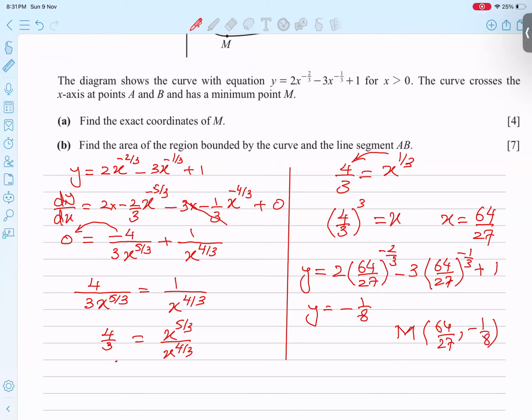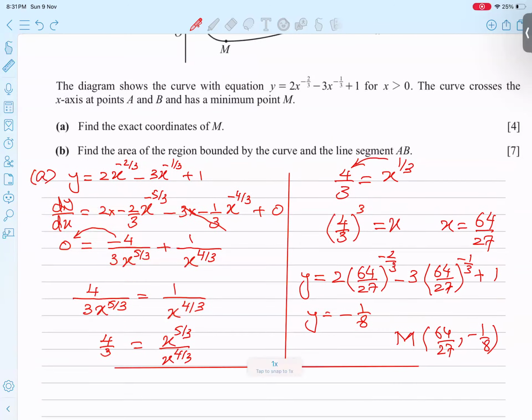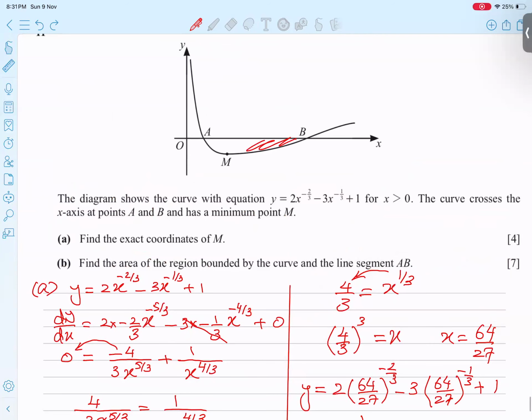Alhamdulillah Rabbil Alameen, the first part is completely over. And now we are going to do the next part. So part A is completely over, and we are going for the area bounded by the line segment and the curve. Some students get confused by the line segment. Basically, he is asking us for this area.